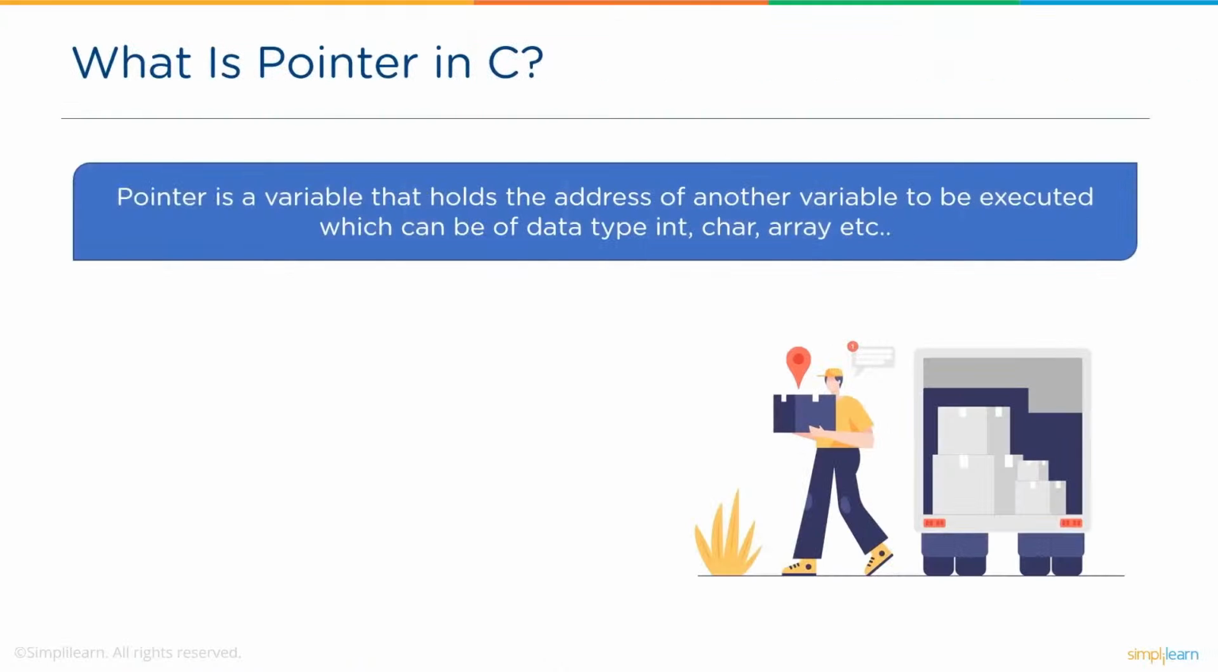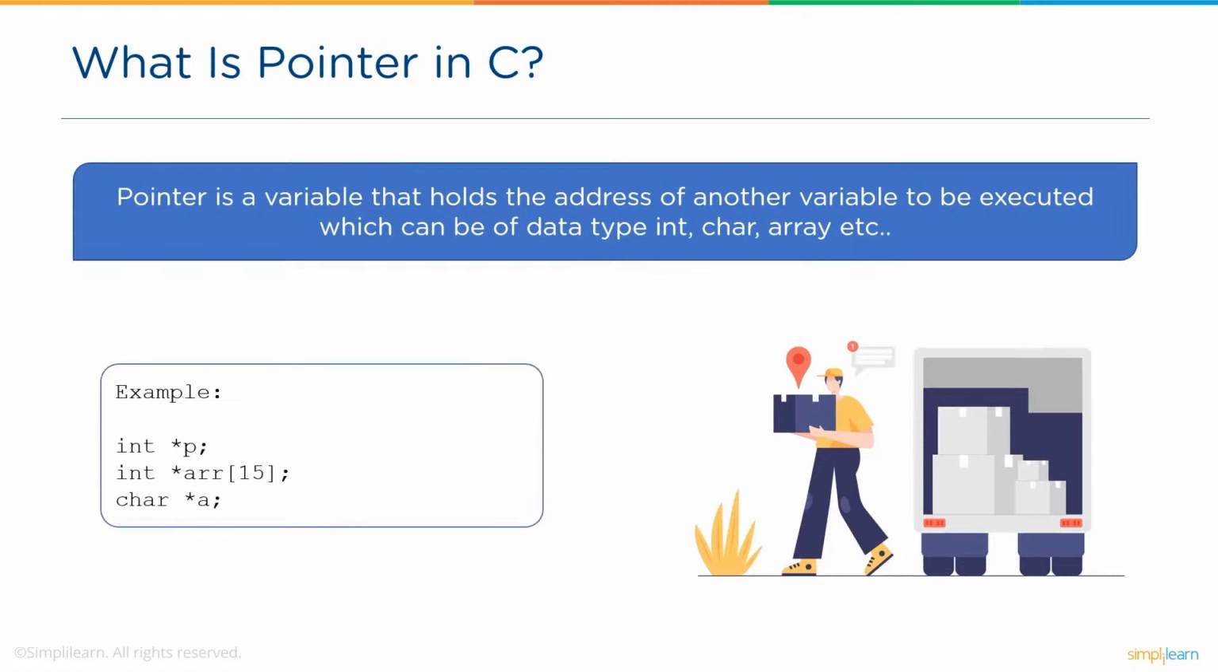A pointer is a variable that holds the address of another variable, which can be of data type int, char, array, etc. Pointers are used so that we can easily access the memory location, and it reduces the storage space. Pointers also help us to increase the speed of a program's execution. Let's look at the example. int *p, where p is a pointer variable holding the address of another variable of type integer. Similarly, a pointer variable can hold the address of a variable of type char, float, array, etc.